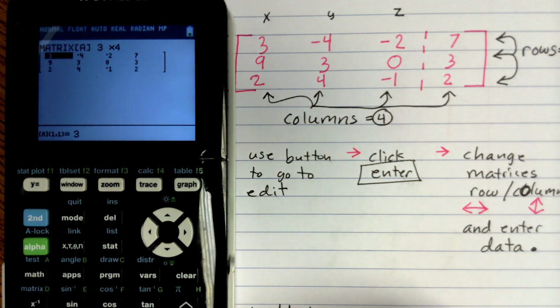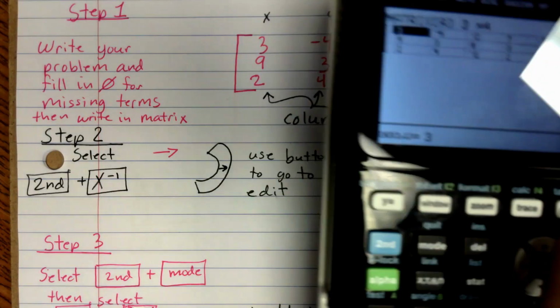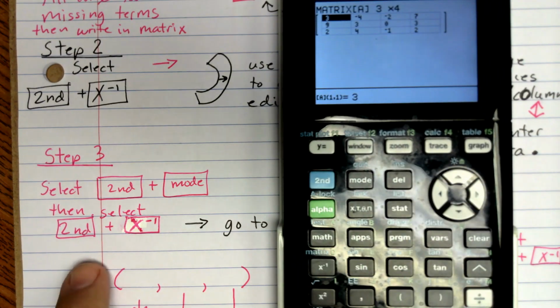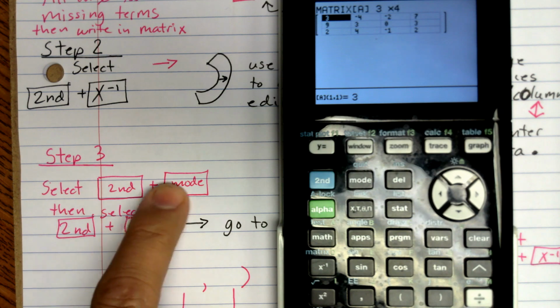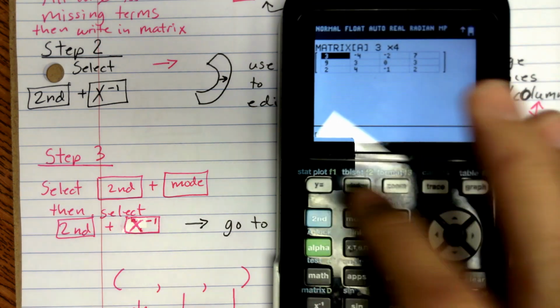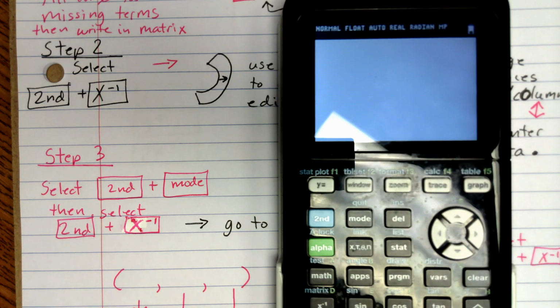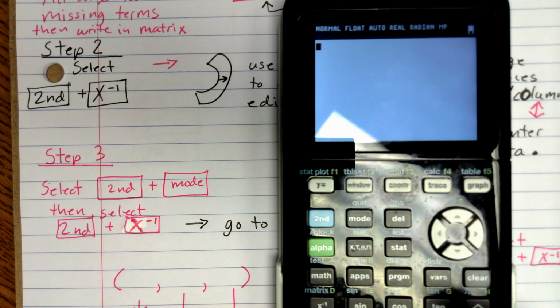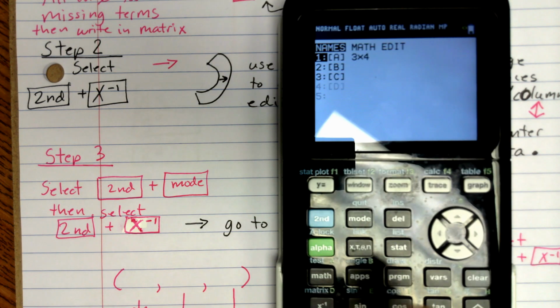I'm going to hit enter, and then I'm going to go ahead and go to step 3. So I'm going to move this up a little bit, and notice step 3 tells me to go ahead and hit second plus mode. And what this does is it tells it that you're going to quit. Now once you quit, the next thing you're going to do is you're then going to select second and then the x to the -1 power again, right? Our second matrix.